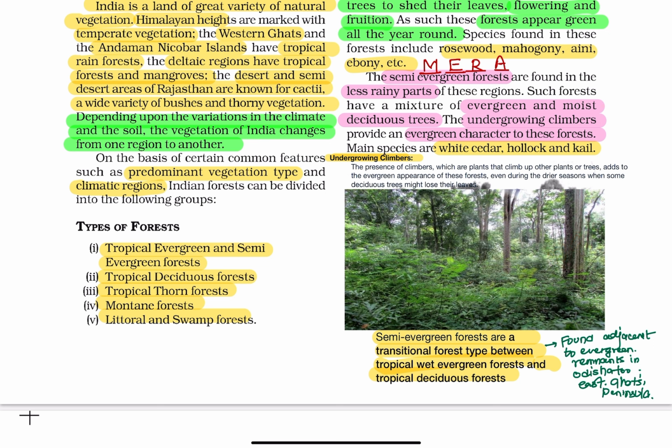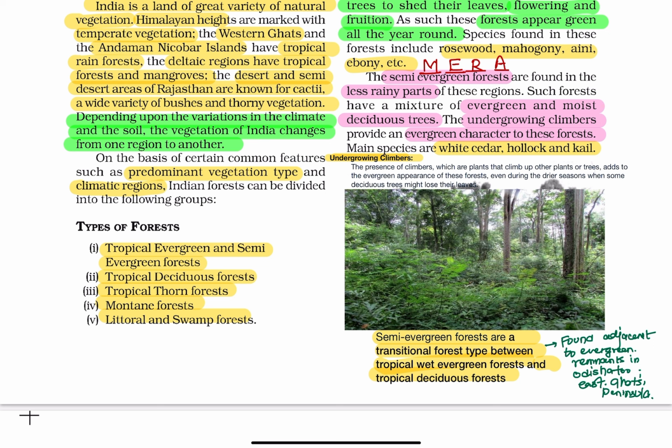Now, what are the undergrowing climbers? These are the climbers, right? These are actually the plants that climb up other plants, like bel or lata, right? And it adds to the evergreen appearance of these forests even during the drier season, right? So let's say there are some deciduous forests, they might even lose their leaves.